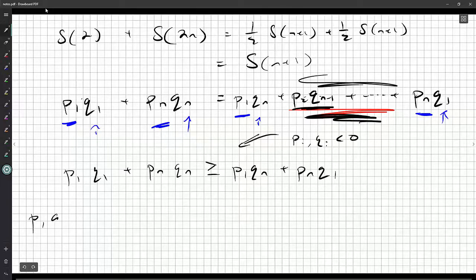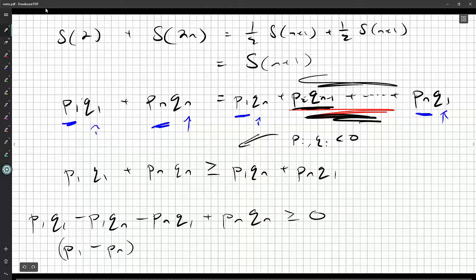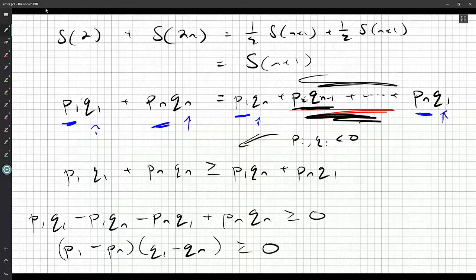Now, because of the way we handled B with all that factoring, I feel like this can be factored as well. Take out a P1 minus Pn, Q1 minus Qn. Right? Yeah, that matches up. All right, so that's got to be true. Now, what I want to do is show that it has to be 0.